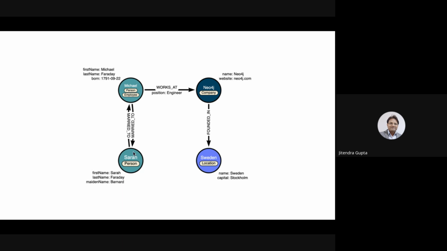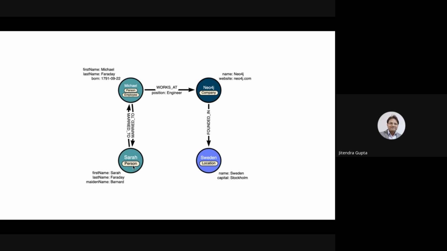Okay, so here what we are trying to do is I will be creating a label for these nodes. So when I have a node which is Michael, that will be assigned two labels. One is person, another one is employee, right? Similarly, for Sarah, as of now, we have assigned only one label, that is person.